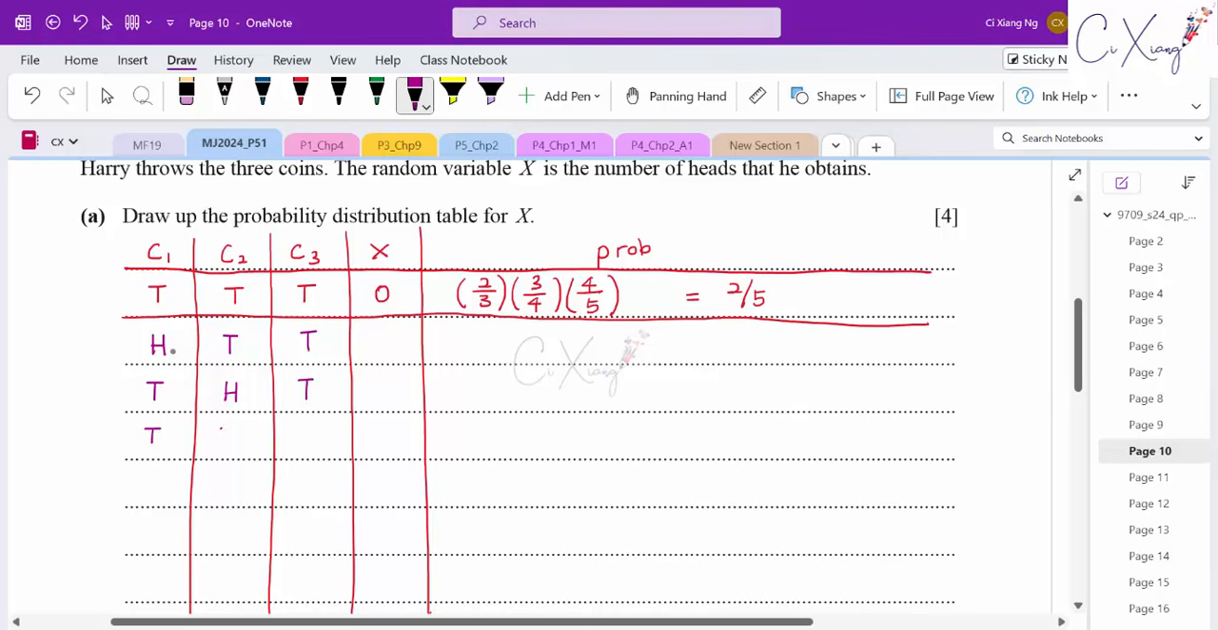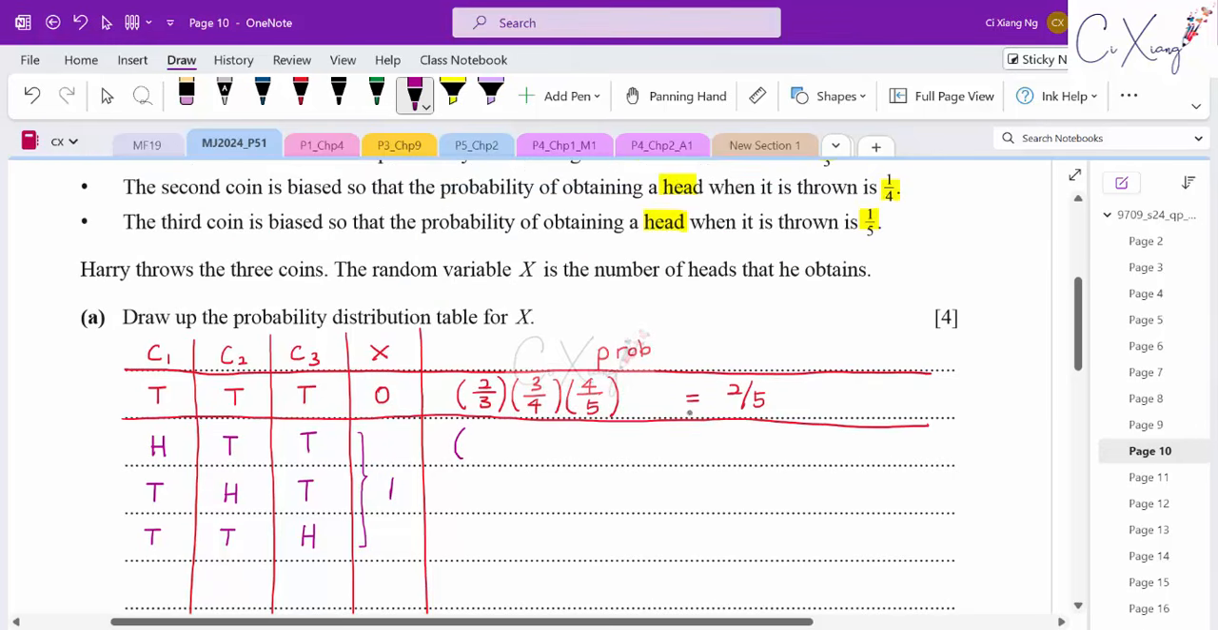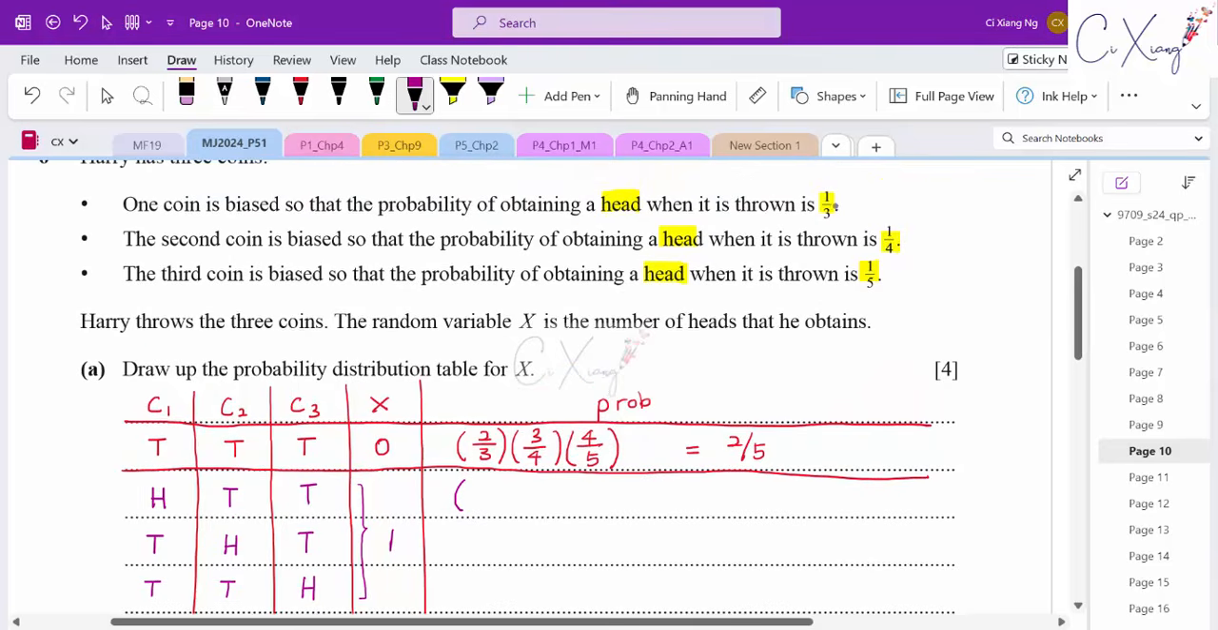Then I want to list out the last case here also. If I have TTH, only the third coin shows the head, I also have x equals 1. All the 3 cases here contribute to x equals 1. Now again, let us calculate the probability very slowly. For the first coin, they say the first coin is a head, so it should be 1/3. The second coin is a tail, so you take 1 minus this, so you have 3/4. Same thing for the third coin, also tail, so 1 minus 1/5, so you get 4/5.